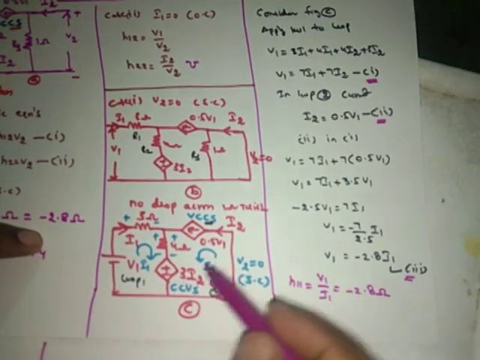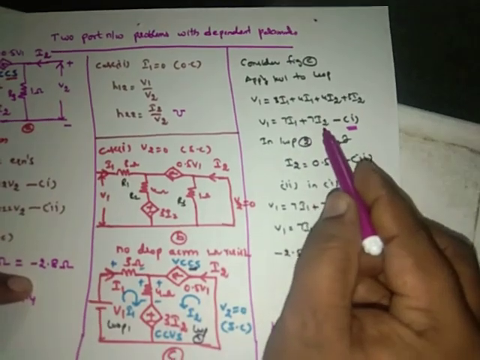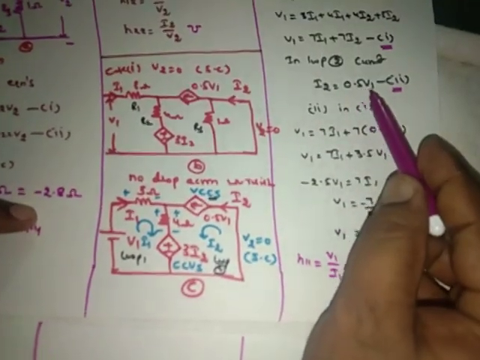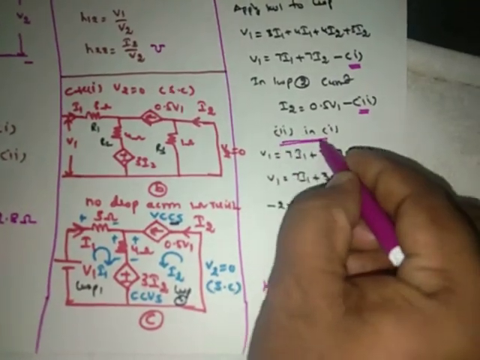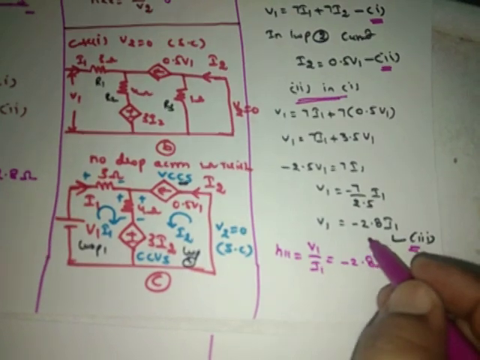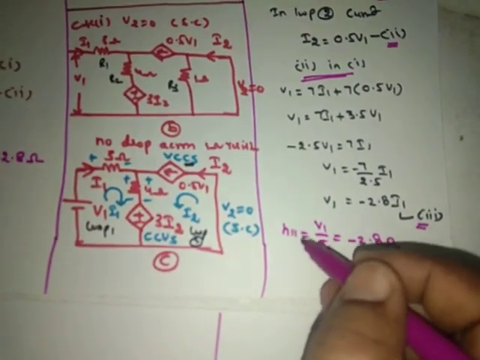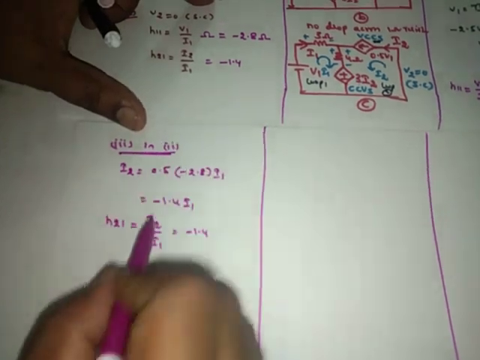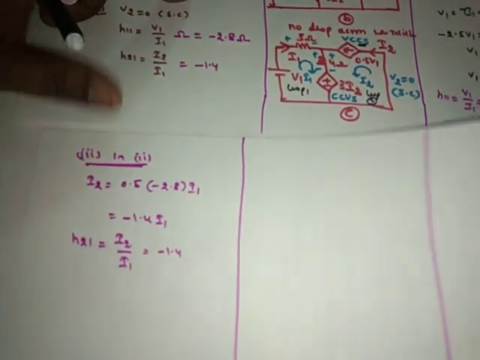This is a voltage source 3I2. Then simplify. Then V1 is equal to 7I1 plus 7I2. Similarly, in loop 2, current is equal to 0.5 V1. Then again put 2 in 1. Then you will get V1 is equal to, with the relation between V1 and I1, minus 2.8 I1. From that, one H parameter is equal to minus 2.8 ohms. Now again put 3 in 2. Then another H parameter is minus 1.4.